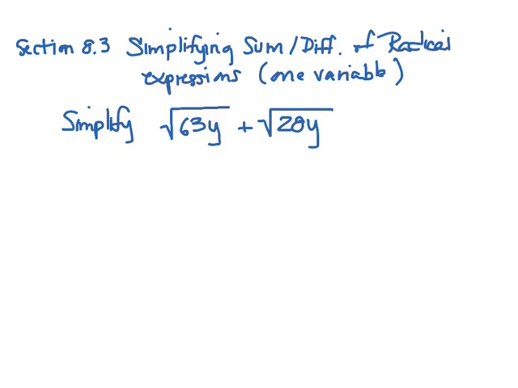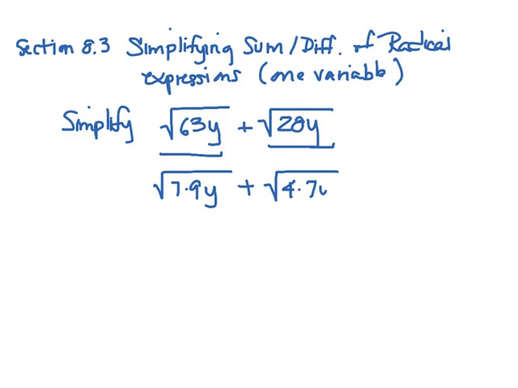Okay, so let's try another one. We have the square root of 63y plus the square root of 28y. If I look at this, of course the radical parts aren't the same, but we notice that 63 is 7 times 9, so we can rewrite that as the square root of 7 times 9y, plus 28 is 4 times 7, y.